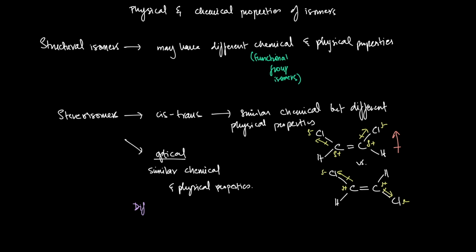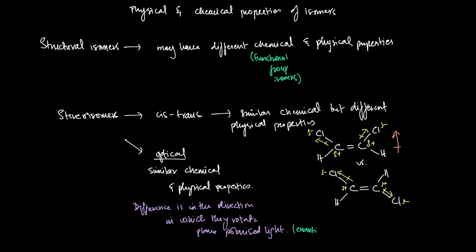The only difference in optical isomers is in the direction in which they rotate plane polarized light. This difference in the direction of rotation is specific to what we call enantiomers. So basically, the mirror images of each other, the non-superimposable mirror images, rotate plane polarized light in different directions.